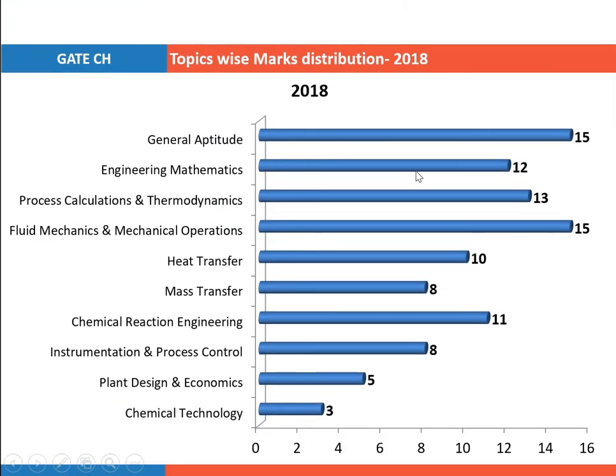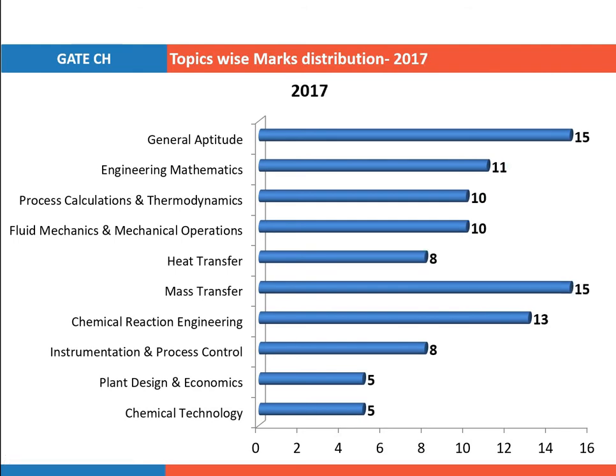Now if you look at the topics which need to be covered within chemical engineering, you'll find that of course aptitude and mathematics consist of around 27 marks. This is a typical marks distribution in 2018, followed by process calculations, thermodynamics, fluid mechanics 15 marks, heat transfer 10, mass transfer 8, CRE or chemical reaction engineering 11, and these are of lower contribution: process control, instrumentation, plant design and economics, and chemical technology.